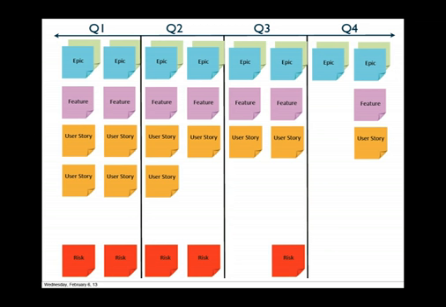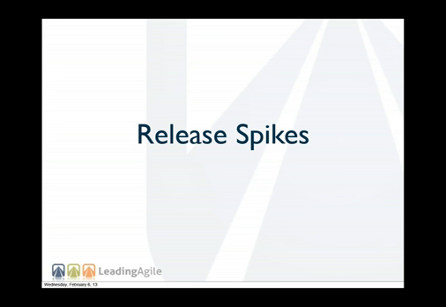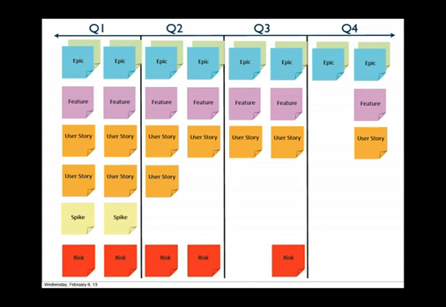So by doing enough forward planning to understand where our business risks and technical risks live, so that we can start to figure out the things that we know and the things that we don't know, identify those risks and put them on the plan, then we can introduce this notion of release spikes. So in any given release, any given planning horizon, we will have a release backlog that is made up of these epics that are broken down into features, that are broken down into user stories.